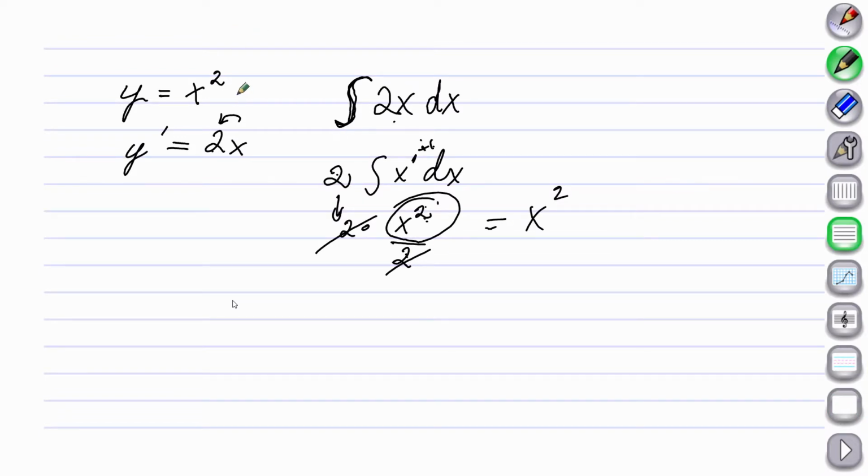Well, what if this problem was instead x squared plus 7? The derivative would still be 2x, right? But when we come back here, we can't find that 7. There's no way we can figure that 7 out. But we know there was some number that was maybe being added to this, so we put plus c. And c indicates that there was some constant, but we don't know what that constant number was. Maybe it was a 5, a 7. We don't know, so we just put c.